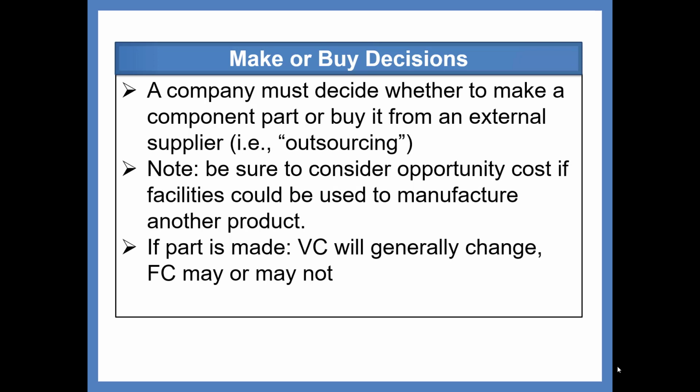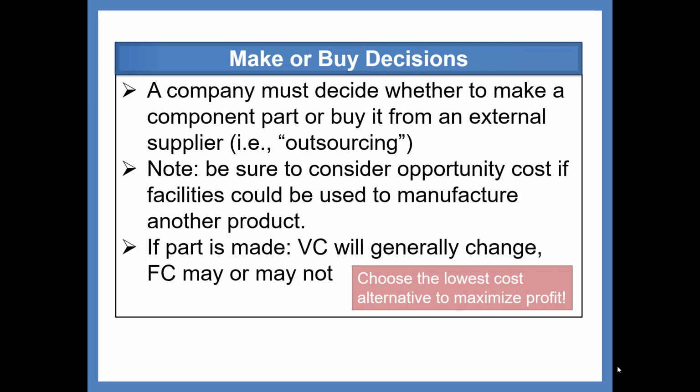If the part is made, variable costs will generally change and fixed costs may or may not. This cost behavior is the underlying theme behind these short-term, non-routine decisions. Now, in the make or buy decisions, you want to choose the lowest cost alternative to maximize profit.